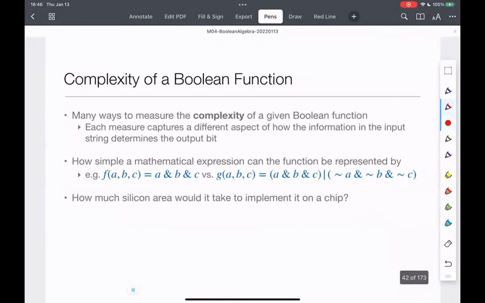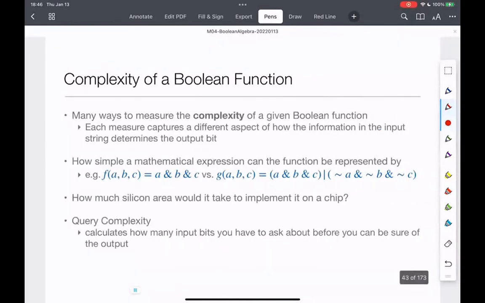I could also look at how much silicon area it would take. What I can do is ship these two functions to some sort of design tool, and see how big my design is when implemented on chip. Again, things will depend on the technology. Maybe in some technology that might be easier versus harder, right? Okay.